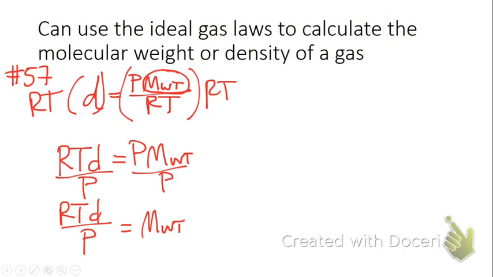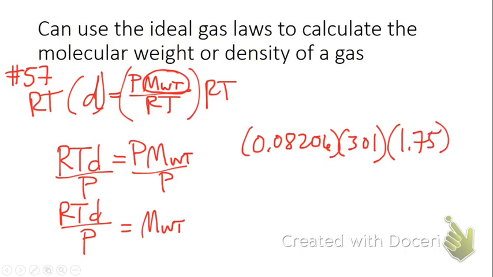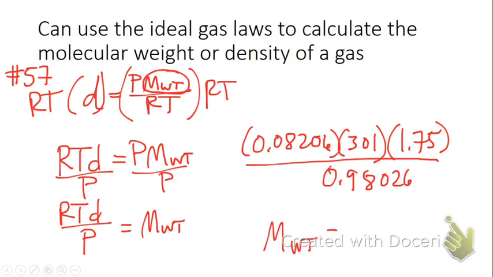So we know that R is not going to change because it's a constant. Temperature was 301 Kelvin. The density we found is 1.75 grams per liter. We're going to divide that by our pressure, which is 0.98026. So the molecular weight of this gas, after we do all of that math, is 44.10 grams per mole, right? Because we're looking at molecular weight.